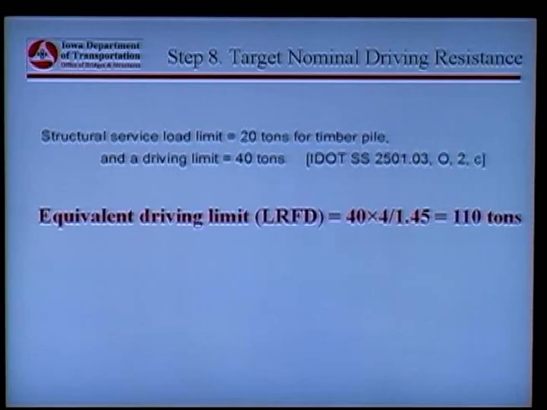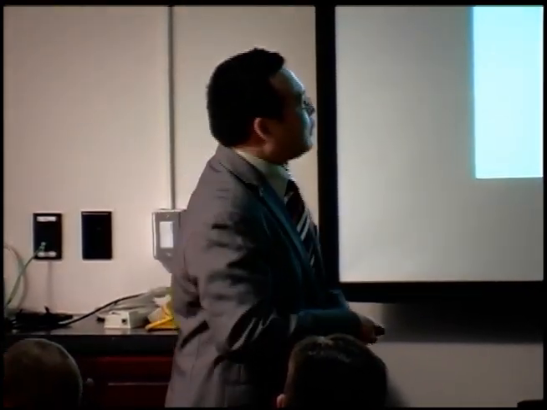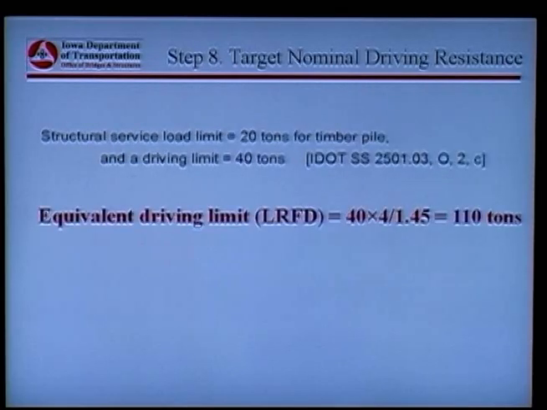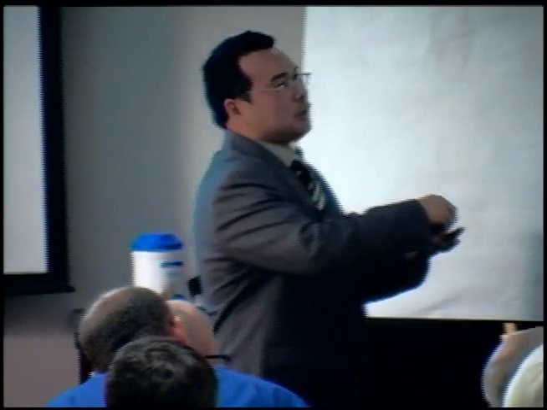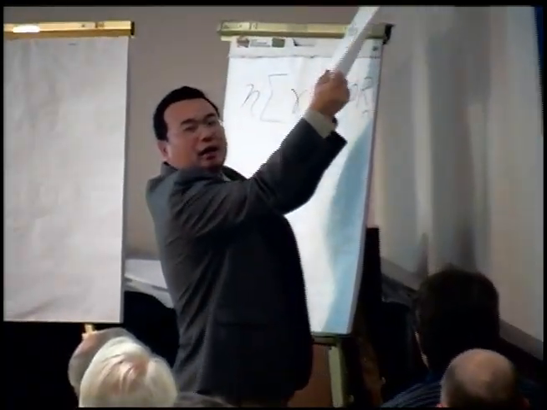Right? So we shall not drive the pile and exceed this capacity. In other words, when you design and come up with a target driving resistance of 77 tons, make sure that what is required shall be smaller than the limit of driving of 110 tons. 1.4 is the average load factor. Right? It's actually shown on this, written by Mike.